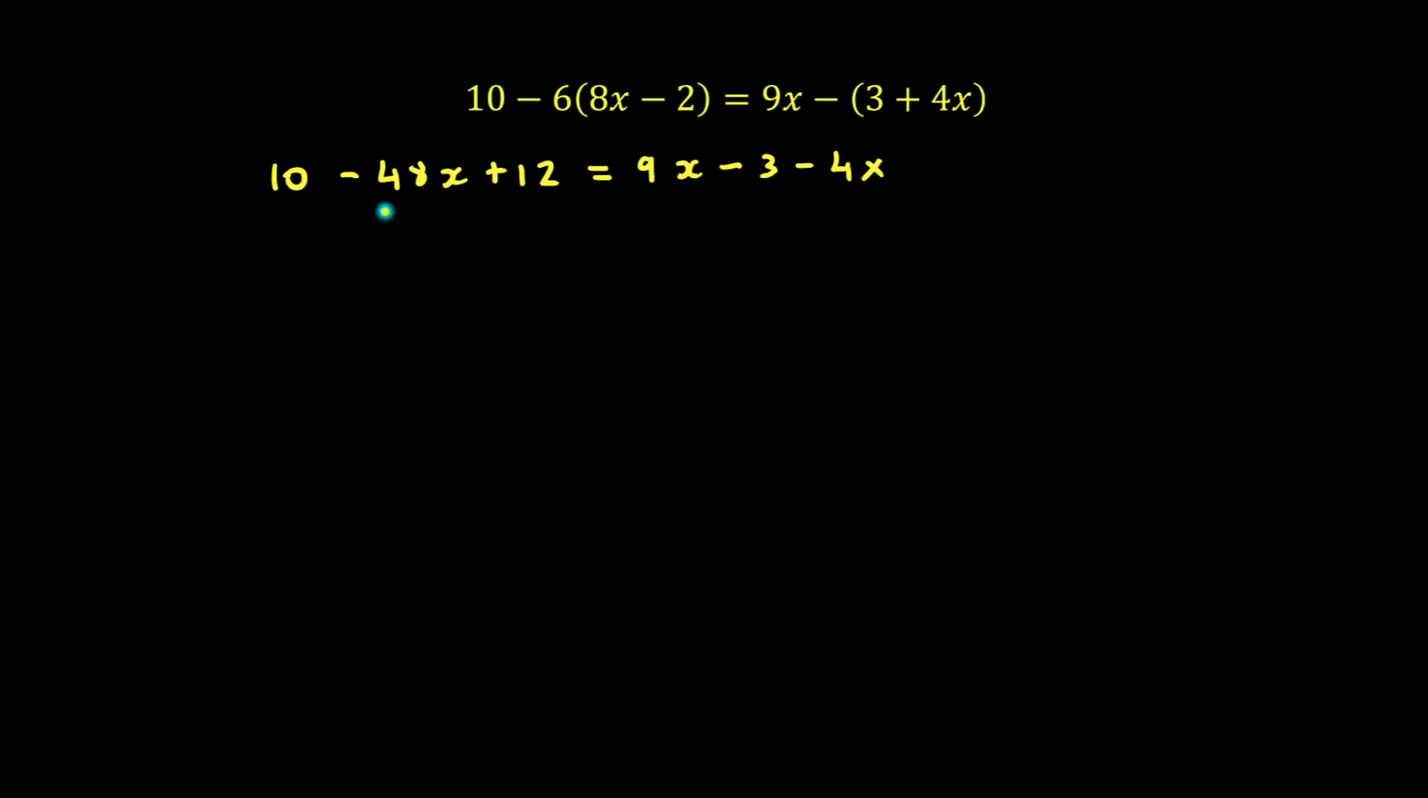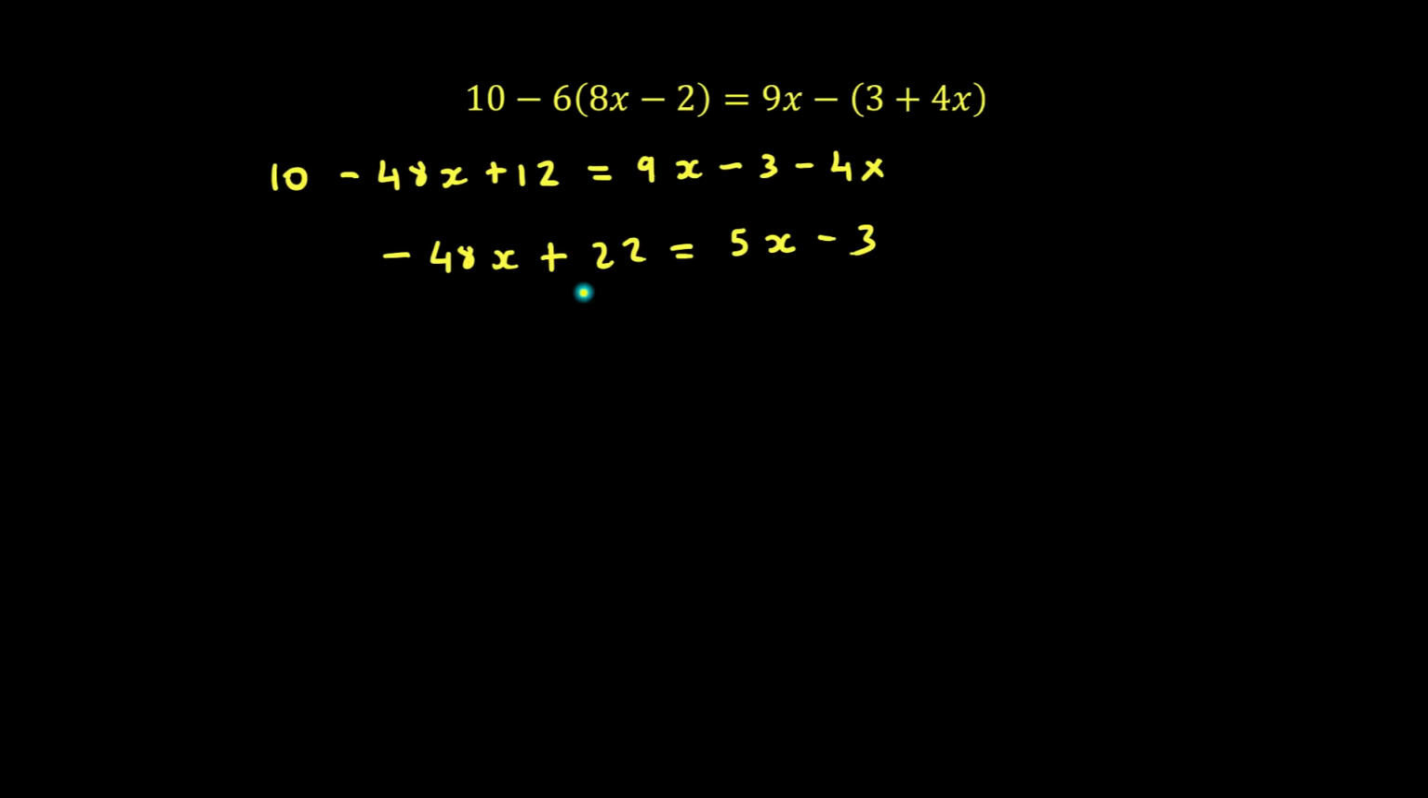Now what we need to do is collect all the terms and tidy up on both sides. So we've got constants, which are 10 and 12, so we can just add them up. That will give me minus 48x plus, 10 plus 12, which gives me just 22. And that's equal to, on the other side, 9x minus 4x, so we're left with 5x minus 3.